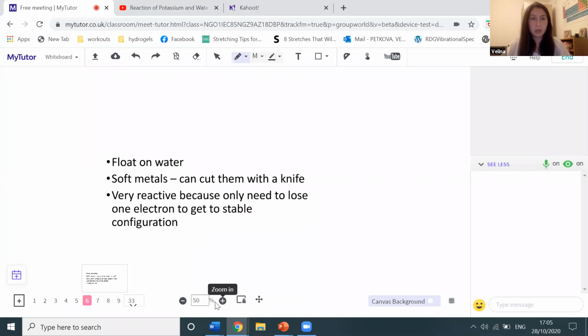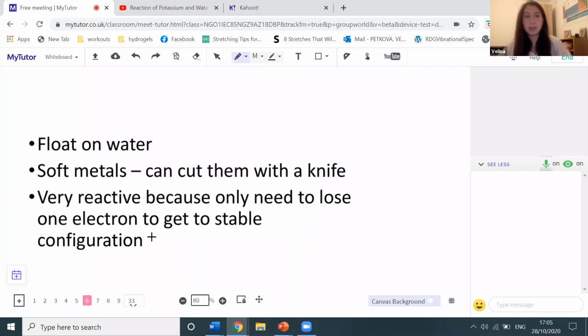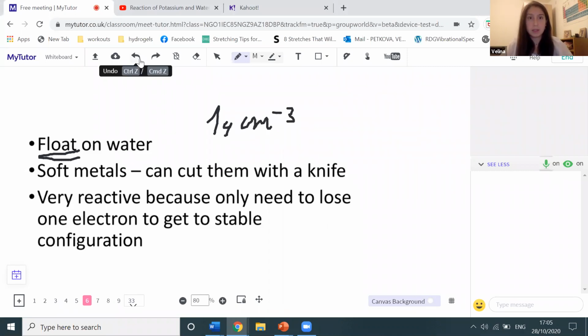Okay, so properties. These alkali metals, group 1 metals, have very low densities. That means that they float on water. Water has a density of 1 gram per centimeter cubed, and the alkali metals have a density even below that, which is very, very light for metals.